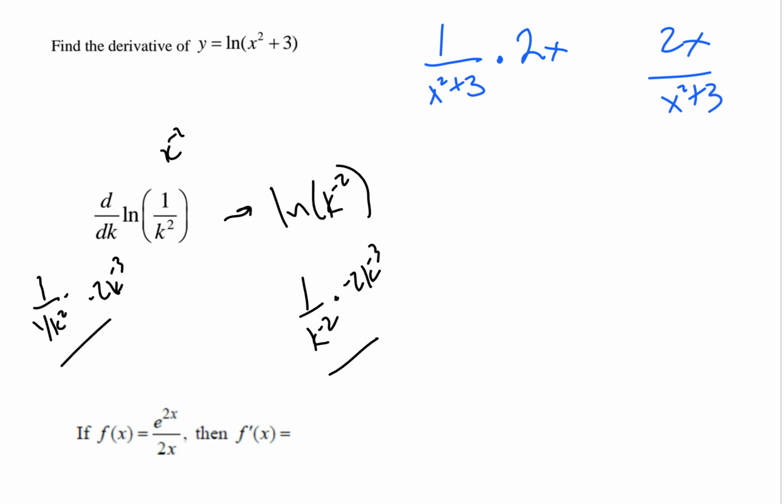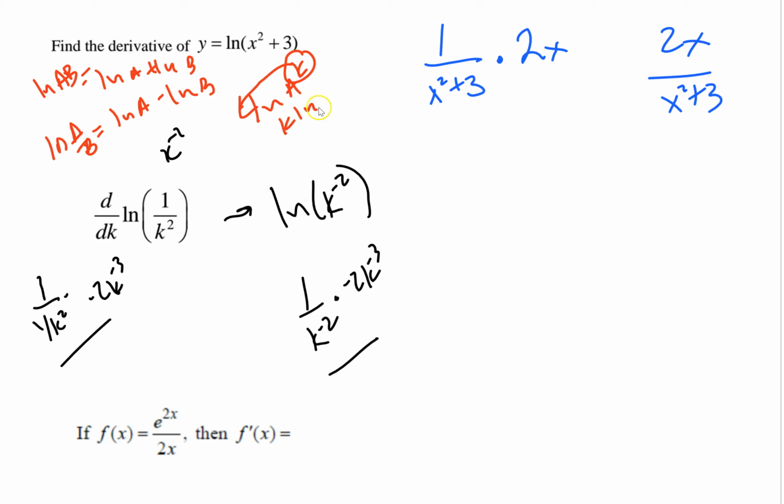It's a natural log. We're going to talk about this a little more in this video also. So all the same rules in natural logs apply. If you have natural log AB, that's natural log of A plus natural log of B, right? Natural log of A over B is natural log of A minus natural log of B. And natural log of A to the K, you can bring the K to the front: K natural log of A.